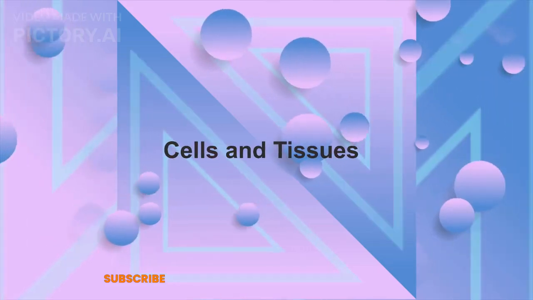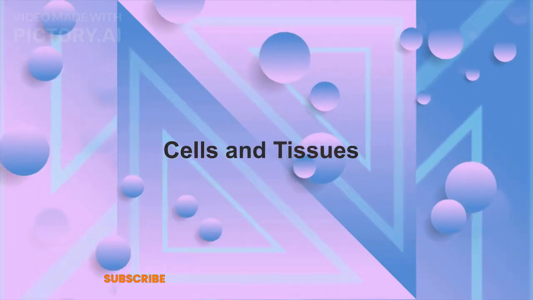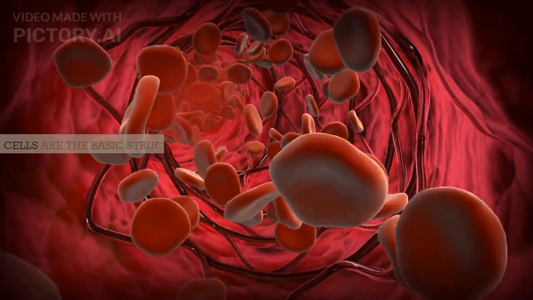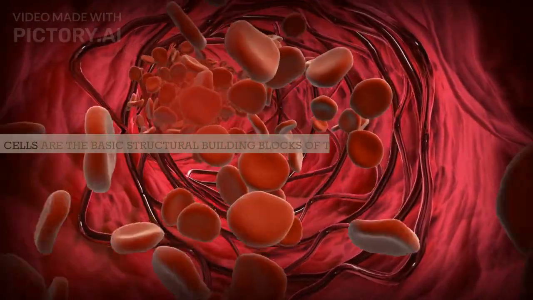Cells and tissues. Cells are the basic structural building blocks of the human body.